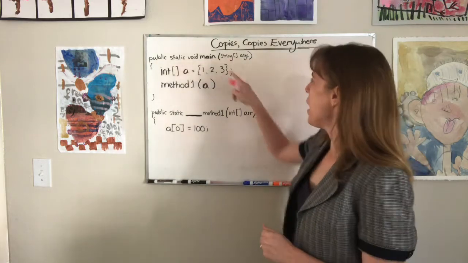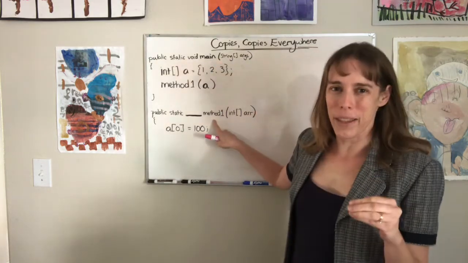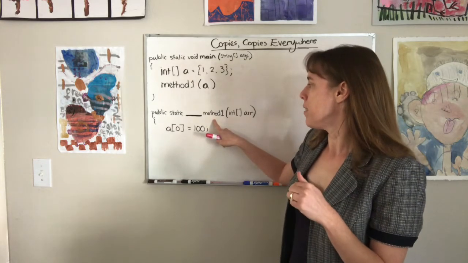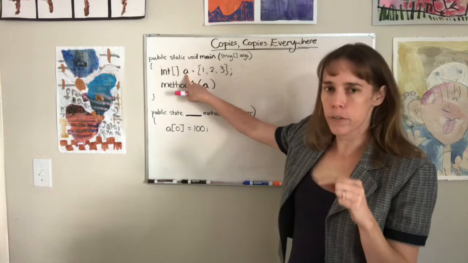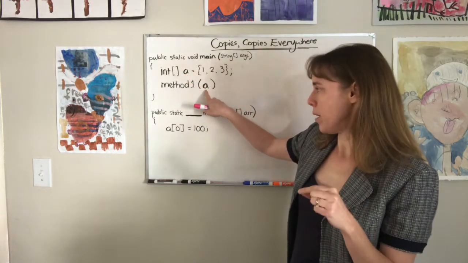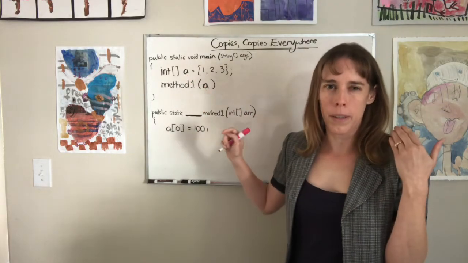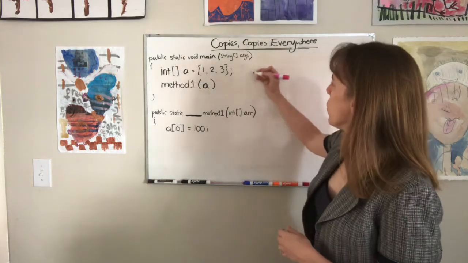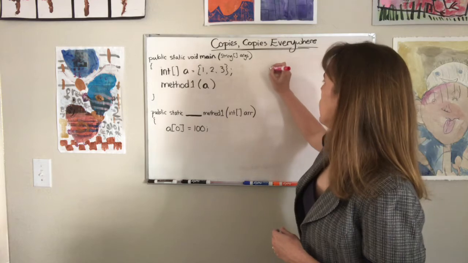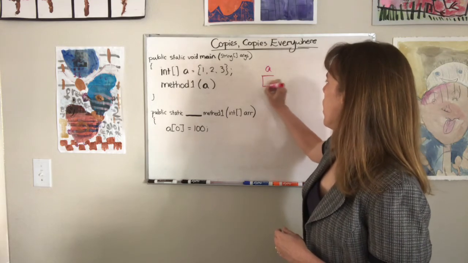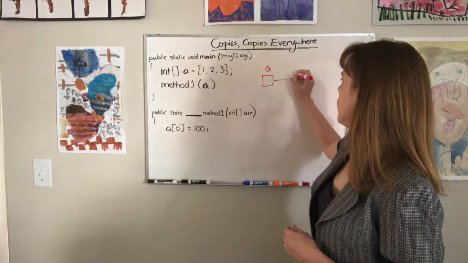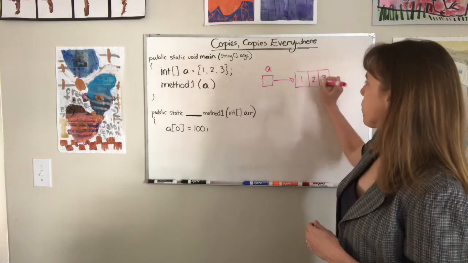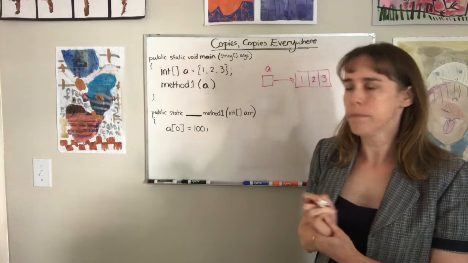So we've got a main method and we have another method. And here we're going to see what happens if we pass an integer array into method 1. I want to be drawing the pictures like we did in class last time. When we very first start, we have an array A holding the values 1, 2, and 3. No big deal.